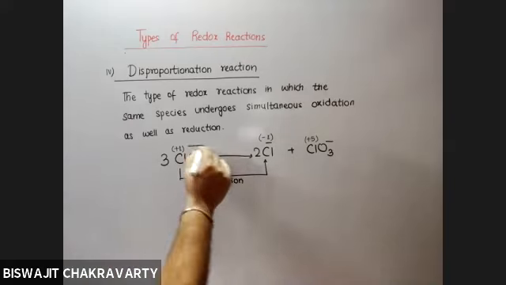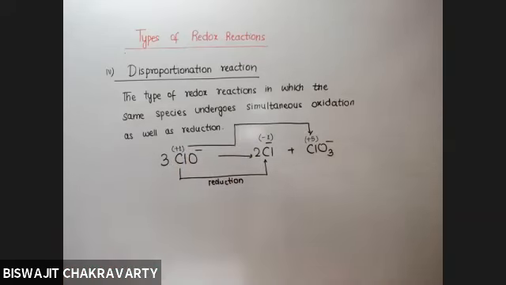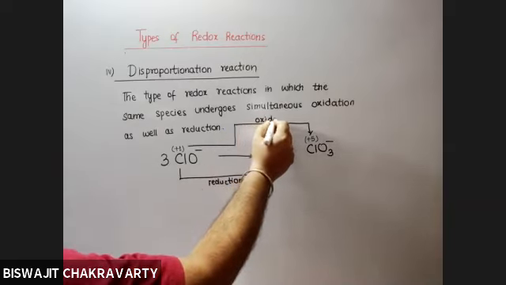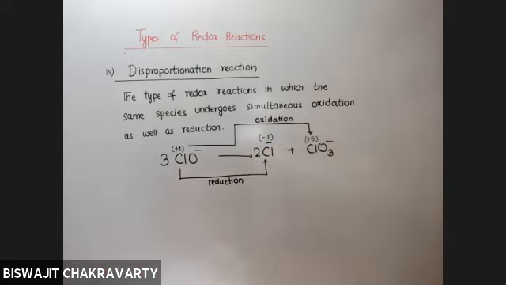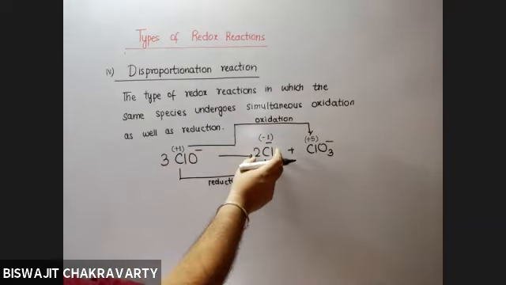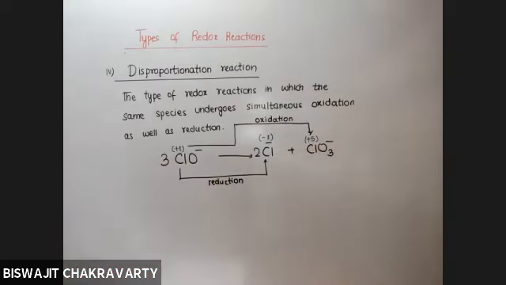And what will you call this process as? Oxidation. +1 is becoming +5. So there is a loss of electrons. So is it not oxidation? Yes or no? Yes, sir. So the same ClO minus is undergoing reduction as well as oxidation. There is no outer agent. It itself is oxidizing itself as well as reducing itself.